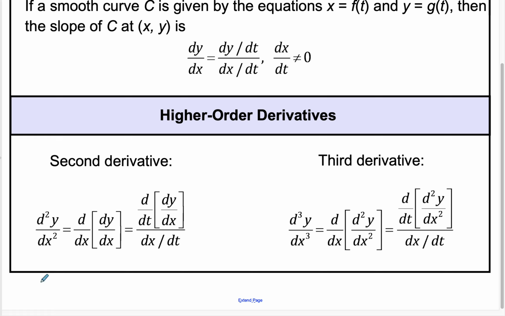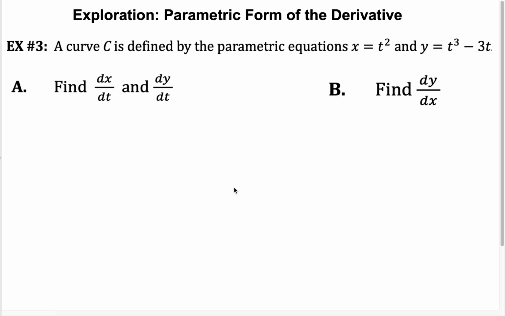Then the second derivative we're going to also take. We're not going to really focus on the third derivative, but it's mentioned here. So when we go to find a second derivative, that's a derivative of the first derivative. So therefore, we're going to take the derivative with respect to t of dy/dx divided by dx/dt, and so forth. All right, let's go.